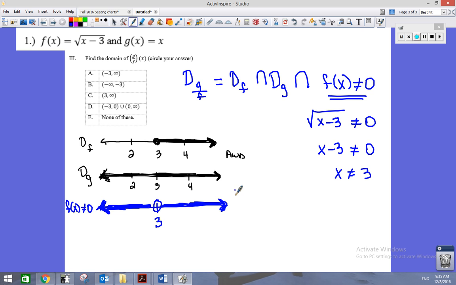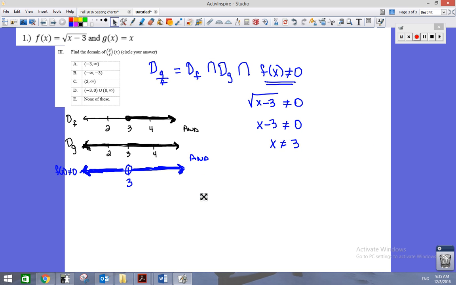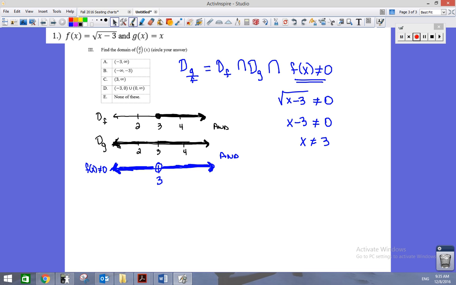Alright, so to be in our final answer, you have to be a member, you have to be shaded in all three pictures, all three number lines. That's the idea of intersection, the idea of this and this and this. So when we look at it, is the number 3 shaded? Is it a member of all three sets? Well, it's a member of the top set, it's a member of the middle set, but it's not a member of the last set. It can't be a member of the intersection. It has to be in all three to be in the intersection.